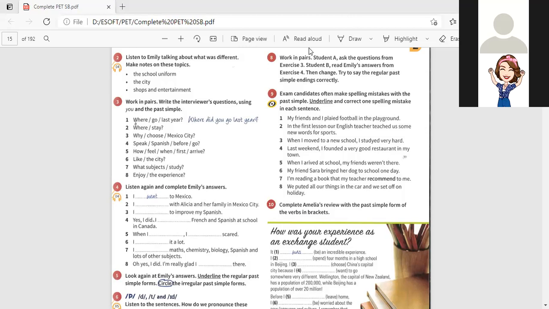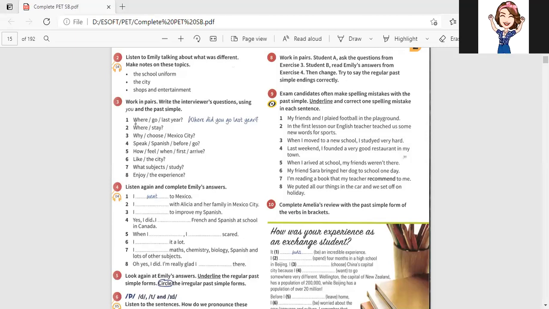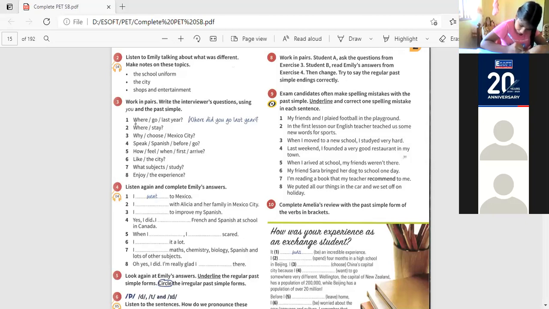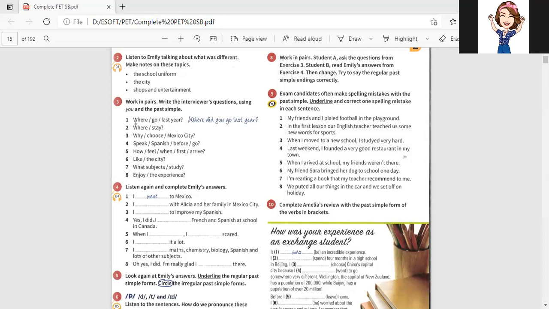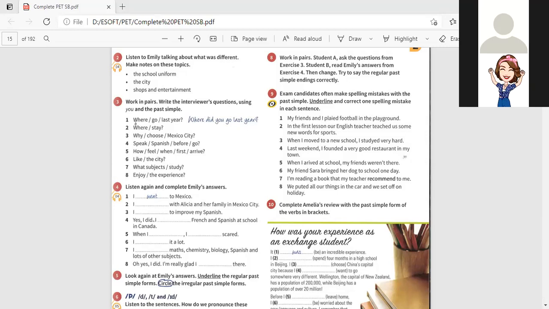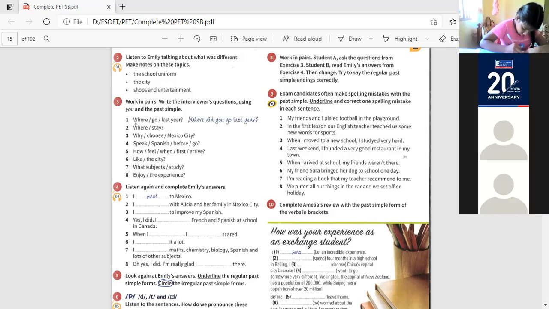Seventh one, Penulia. Did you like the city? Seventh, Demindi. Demindi is not here. Rushali. What subjects did you study? Very good. Last one. Yugit, are you here? Yugit and Yasiru do not talk. Okay, last one, Kavya. Did you enjoy the experience?